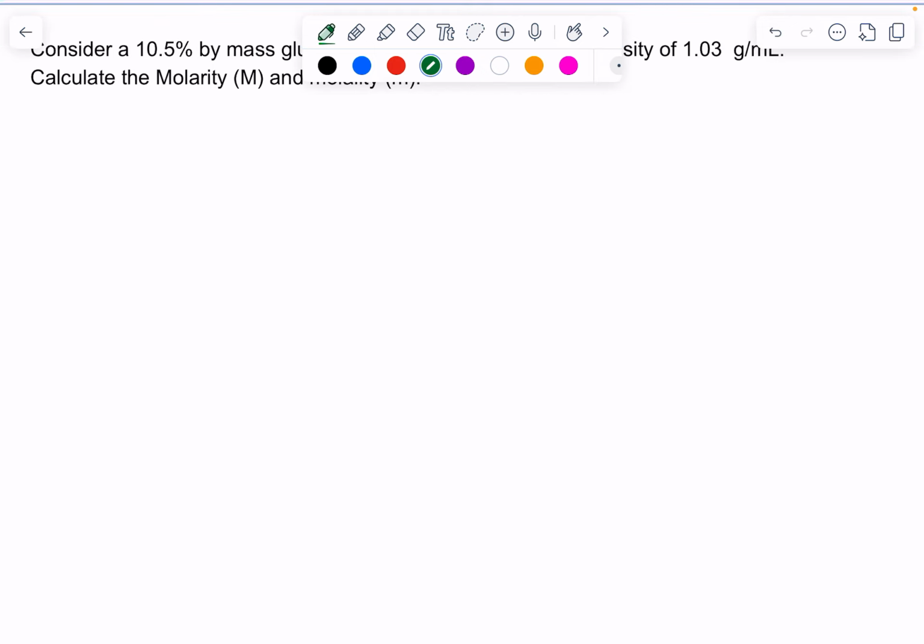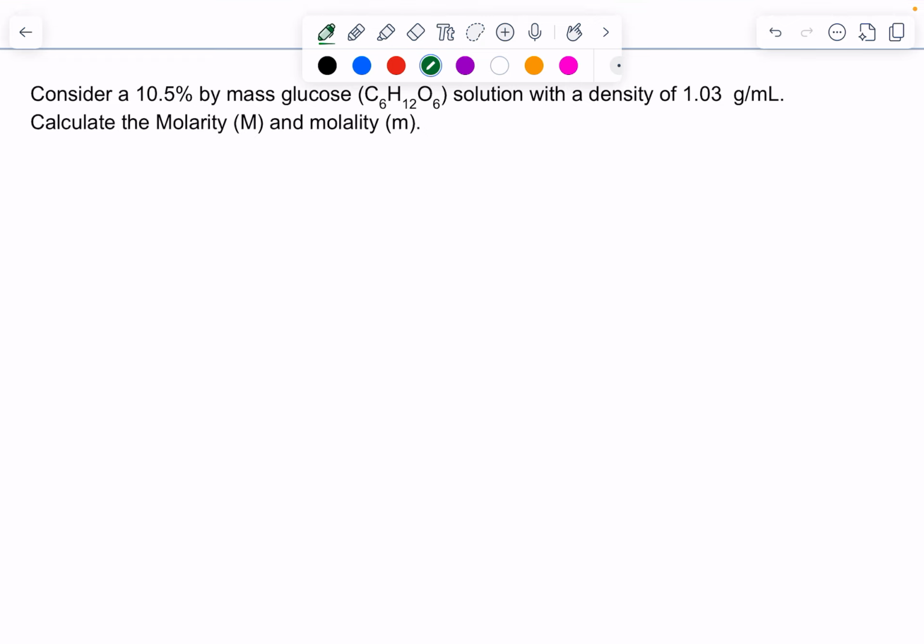All right, next question. You're stopping here, working the problem, coming back and looking. Consider a 10.5% by mass, so what that means is grams over grams, glucose solution with a density. We'll see if we need that. Calculate the molarity and the molality.